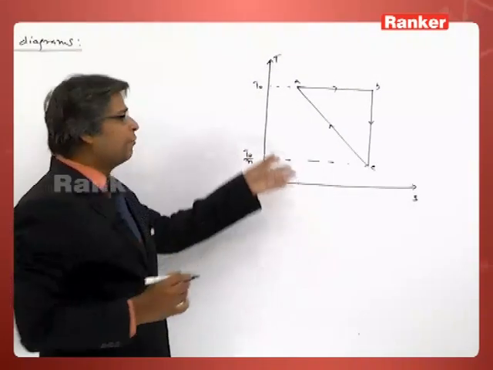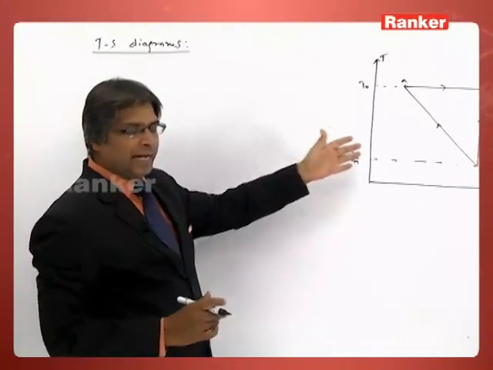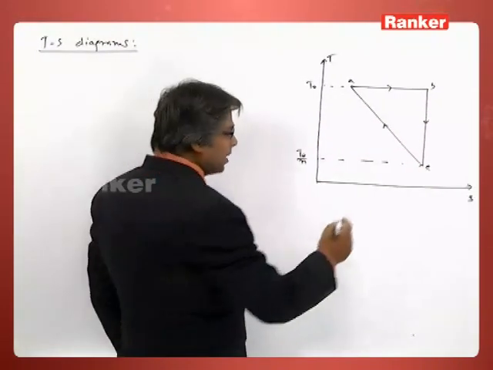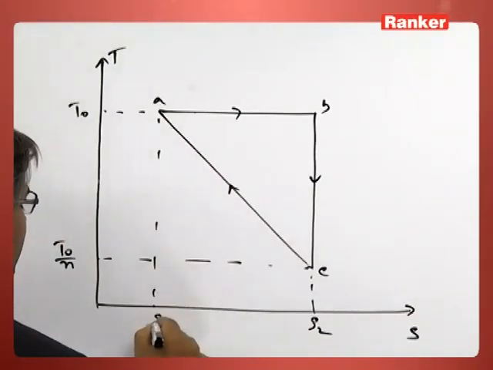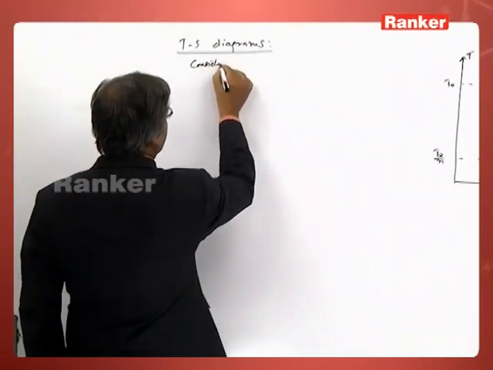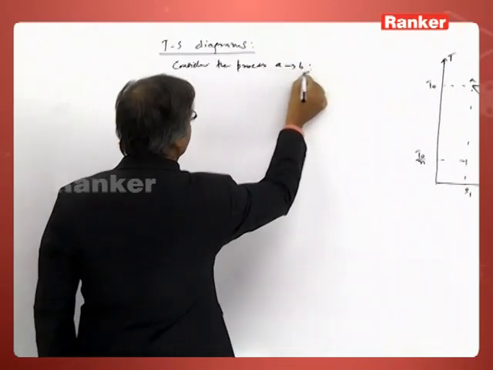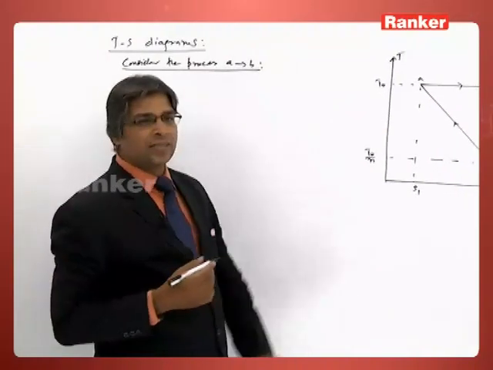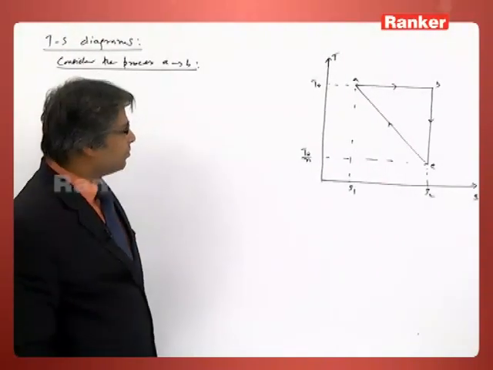So let us calculate the efficiency for the process. In order to calculate the efficiency, we have to see each individual process. Suppose I say this is S2 entropy and here I have S1. Then consider the process A to B. Now in the A to B process, the temperature is constant, that means it is an isothermal process.